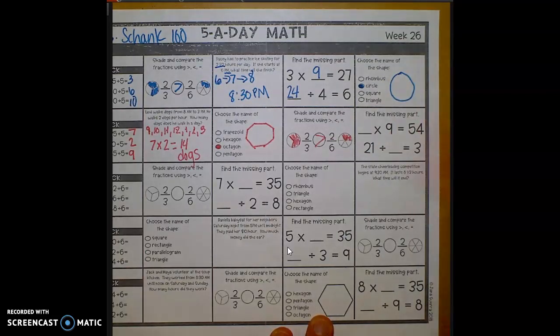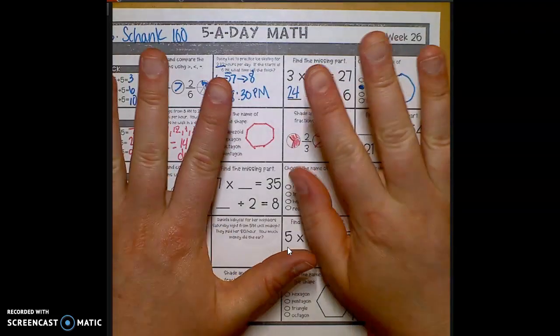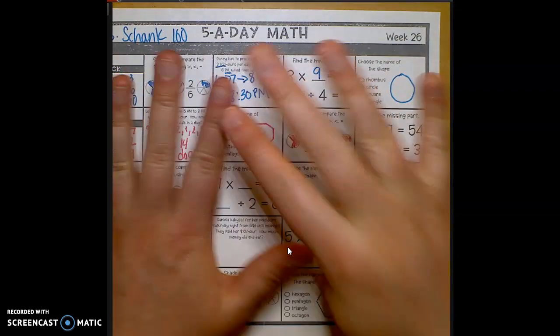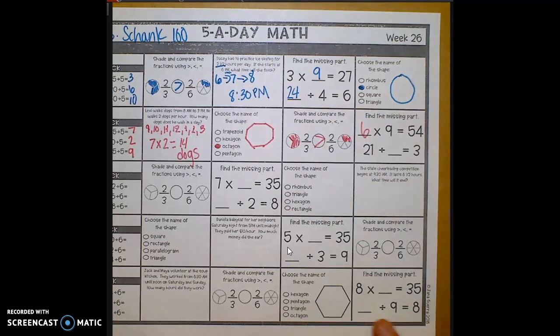Find the missing part. What times 9 equals 54? If we know we have to have 5 over here and 4 over here, we would have to put down 6 right here, so we know that's 1, 2, 3, 4, 5, 6 times 9 is 54.